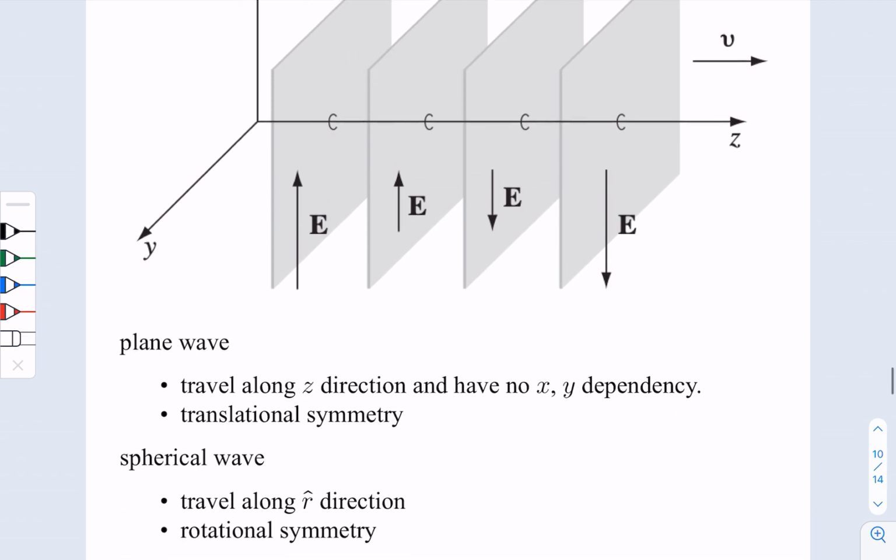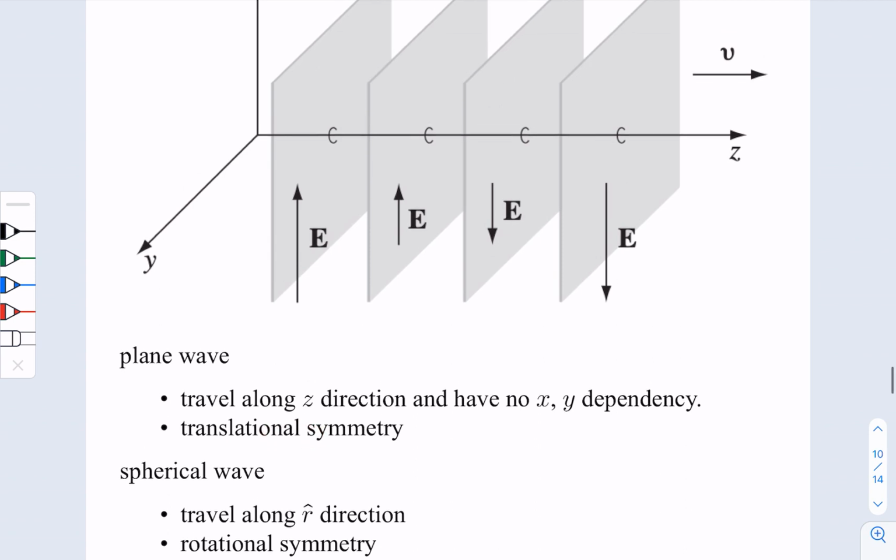So the plane wave makes use of the translational symmetry, and sometimes in graduate level courses, we might come across spherical waves. A spherical wave is different from the plane wave in the sense that it travels along the radial direction, and this one makes use of the rotational symmetry of the problem.